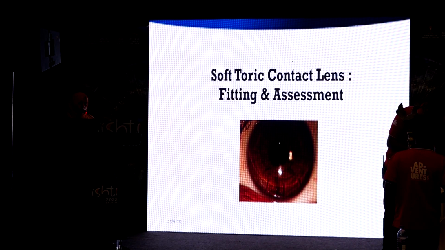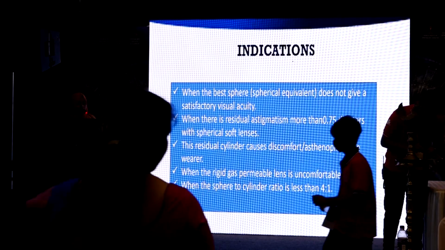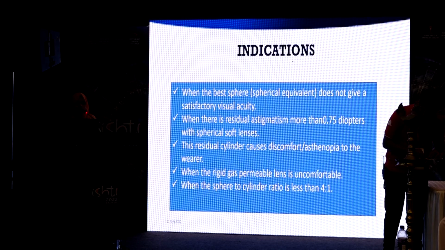Next we move on to the soft toric contact lens fitting assessment. A soft toric contact lens is used when the best sphere does not give satisfactory visual acuity, and when there is a residual astigmatism that is more than 0.75 diopters, and if there is a residual cylinder which causes discomfort for the patient, and also when the patient is not comfortable with the RGP, and also when the sphere to cylindrical ratio is less than 4:1.